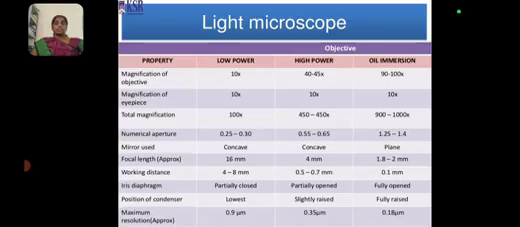Next, working distance. The working distance also decreases while going for higher resolution. It is 4 to 8 mm for low power, 0.5 to 0.7 mm for high power, and 0.1 mm for oil immersion. Maximum resolution for low power is 0.9 micrometer, for high power 0.35 micrometer, and for oil immersion 0.18 micrometer.